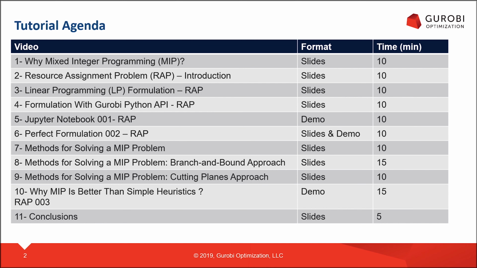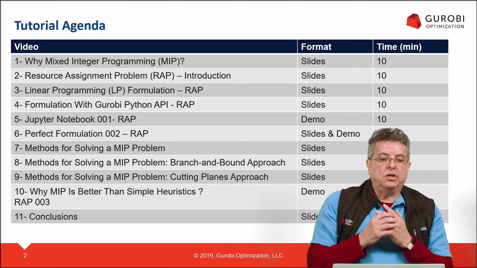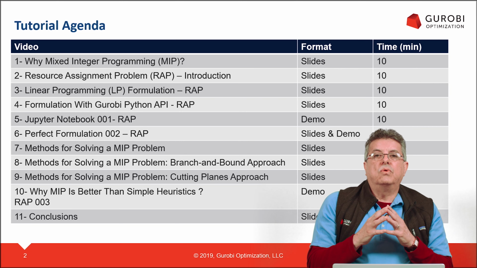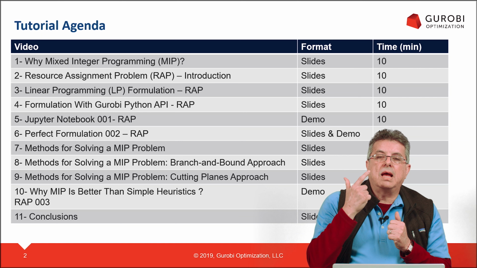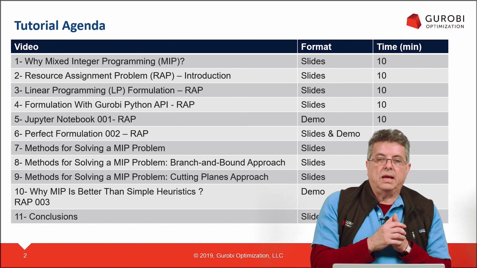Then in video 7, what we are going to do is to give a general overview about MIP problems, mixed integer programming problems, and then introduce the two main approaches that address the MIP problems. One is branch and bound, and the other one is cutting planes. So in the next two videos, video 8 and video 9, we are going to discuss branch and bound, and we are going to discuss cutting planes.